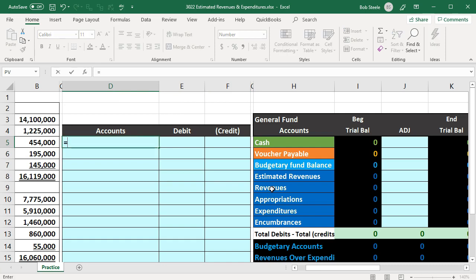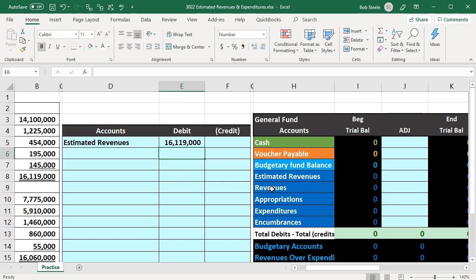I'm going to pull this from our chart of accounts by just saying equals, and I want to pick up this estimated revenue accounts. And then that's going to be a debit because we're going to actually record this to the GL, or to our little worksheet, which represents basically the GL here, as we actually record the budgetary accounts.